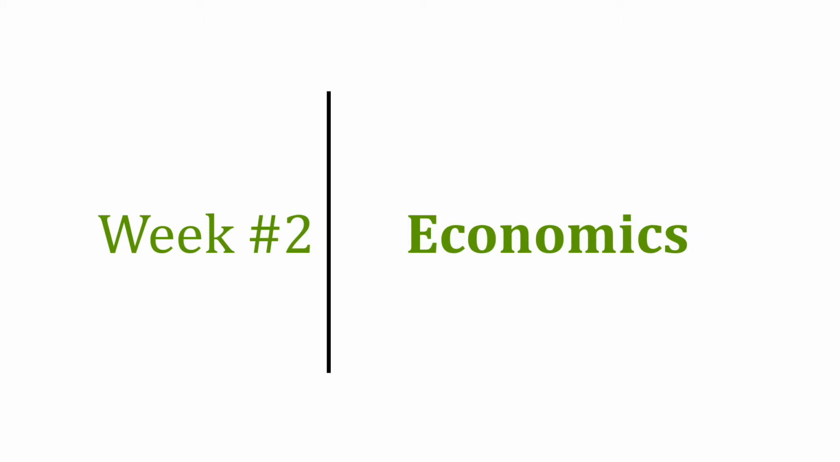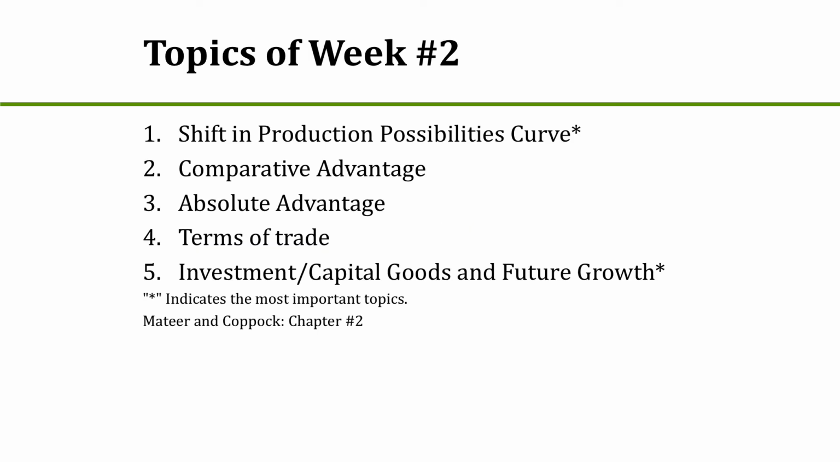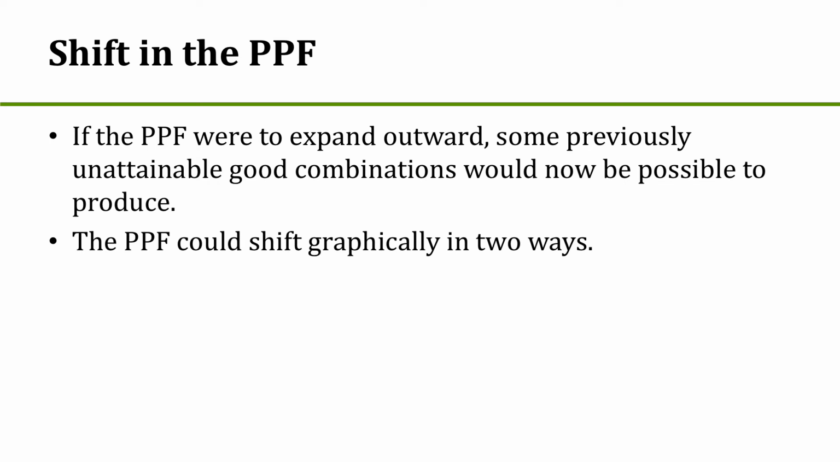Today in the economics course we are going to cover the topics of week 2, and these are the topics we are going to cover. First of all, we will cover the shifts in the production possibilities frontier. Then I will try to explain the comparative advantage and the absolute advantage, and of course the difference between these two concepts. And then we will try to understand what terms of trade are and how trade makes countries and people better off, wealthier. Finally, we will try to understand the relationship between the saving decision, investments, capital goods, and future growth. Let's start with the shift in the PPF.